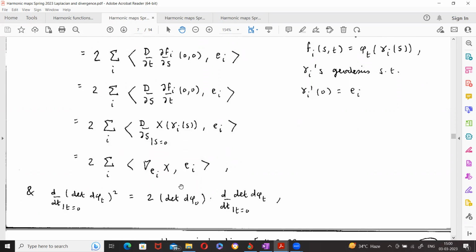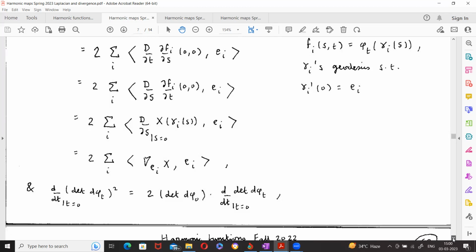Okay. So finally, what do I get? I get 2 times the sum over i, nabla sub e_i X, inner product e_i. And this was the derivative of determinant dφ_t squared, by the chain rule that is equal to 2 times the determinant of dφ_0. That's the determinant of the identity, that's 1, into d/dt of determinant dφ_t. So what I want is this d/dt of determinant dφ_t. I divide by 2 here, so that will cancel with the 2 here. So finally, what do I get?